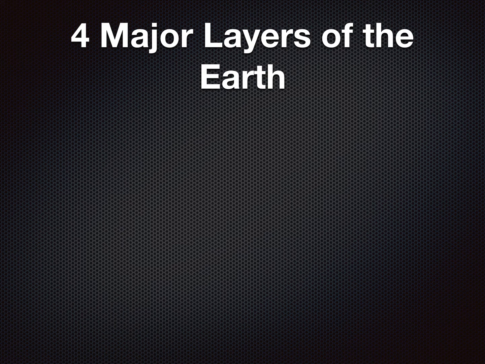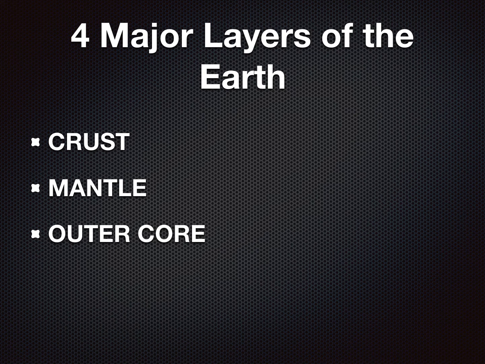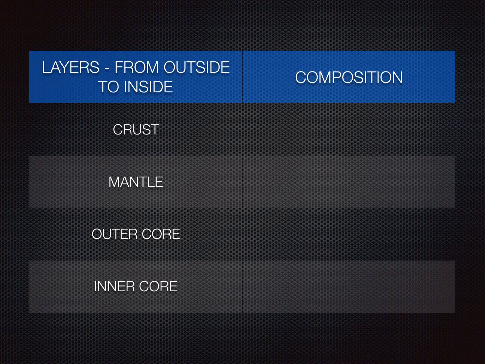There are 4 major layers of the earth, and you're going to use the handout I gave you in class and follow along with that. The 4 layers moving outside in would be the crust, the mantle, the outer core, and the inner core. You might want to label those on your table, but actually the next slide on the video is the table that you're looking at. We're going to talk more about these layers and what happens to them.